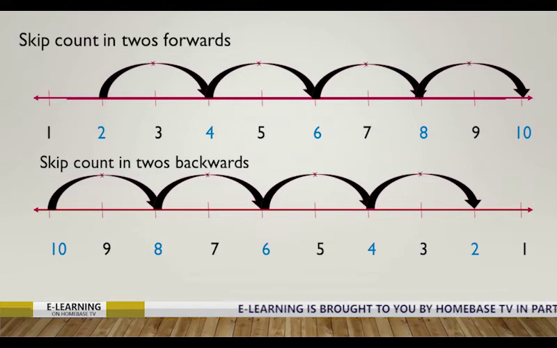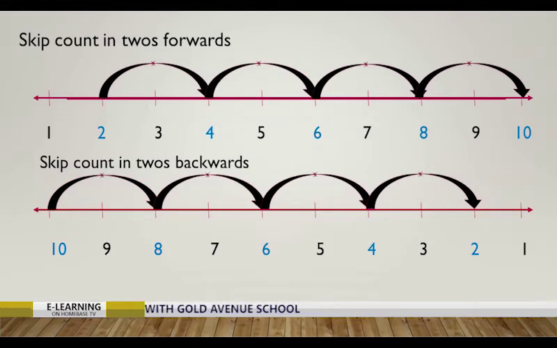From 2, we move to 4. From 4, we move straight to 6. From 6 to 8. From 8 to 10. You could see that on the number line, we skipped some numbers. And those numbers were 1, 3, 5, 7, and 9.